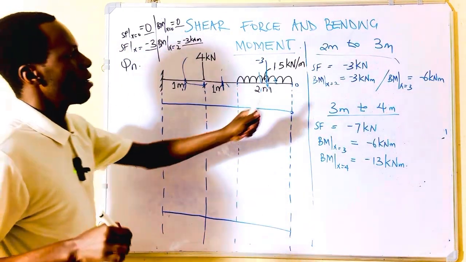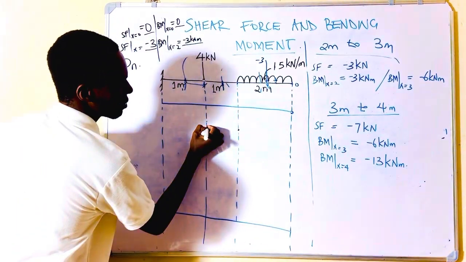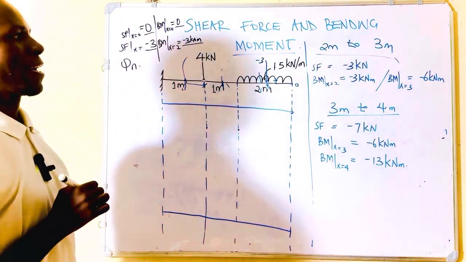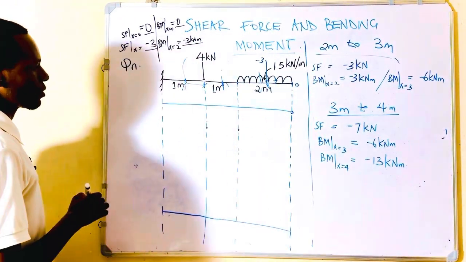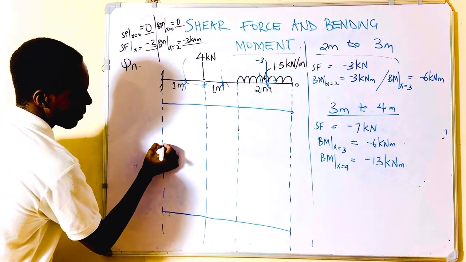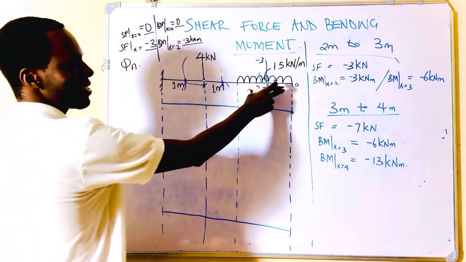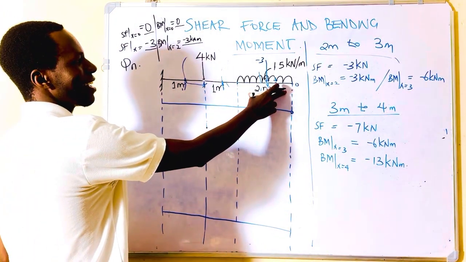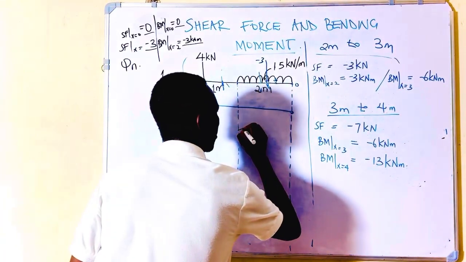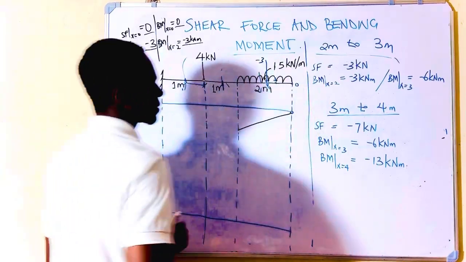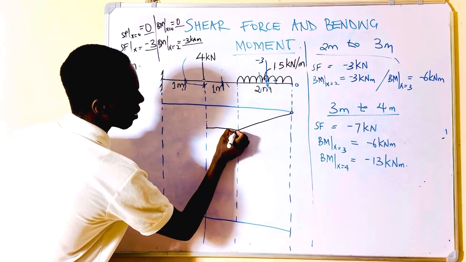Good. Then from this span 2 meters to 3 meters, it remains constant. So up to this point, I'm marking. Then lastly, within the span 3 to 4, the shear force went to minus 7 kilonewton. So let's say it came down here to minus 7 kilonewton. Because this is a UDL, it is drawn using a slanted line. So that means it will be inclined like this.